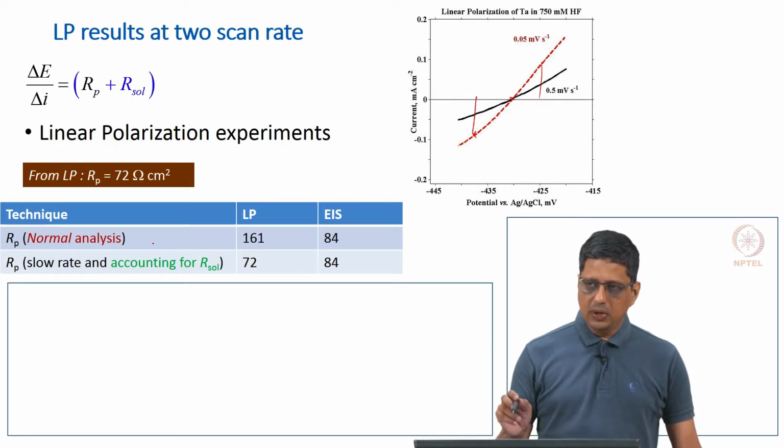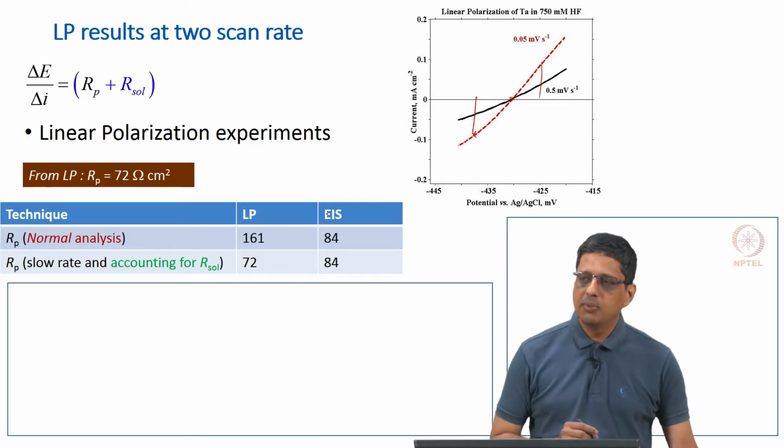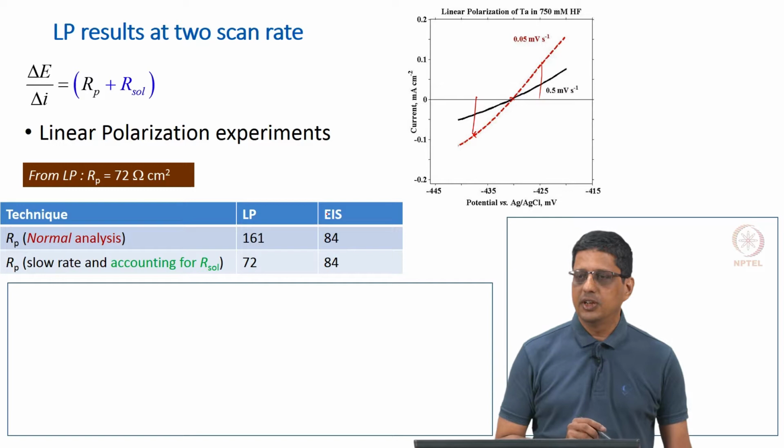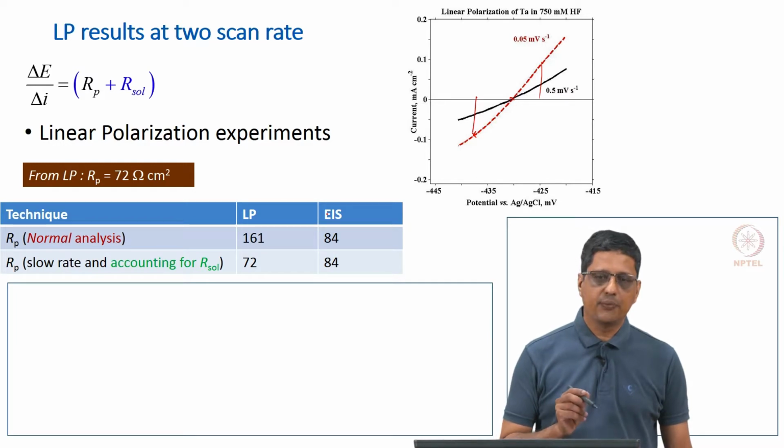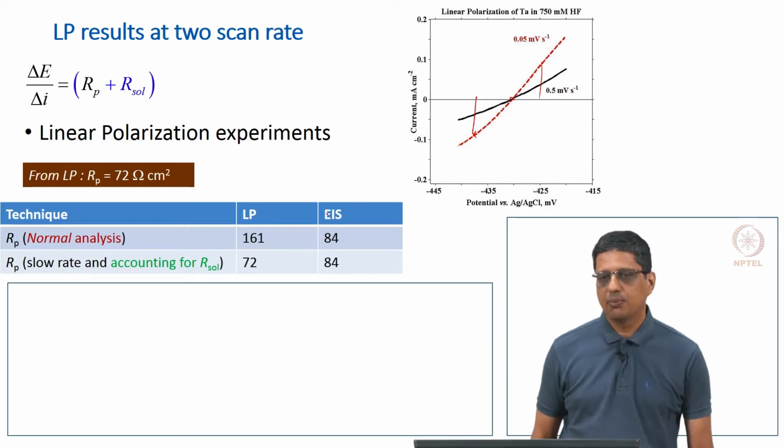Without looking at the correct scan rate, if you just do it at 0.5 millivolts per second, saying in literature a lot of people use this, therefore I use this, then you will not be able to explain the difference between the polarization resistance obtained using EIS and obtained using linear polarization.